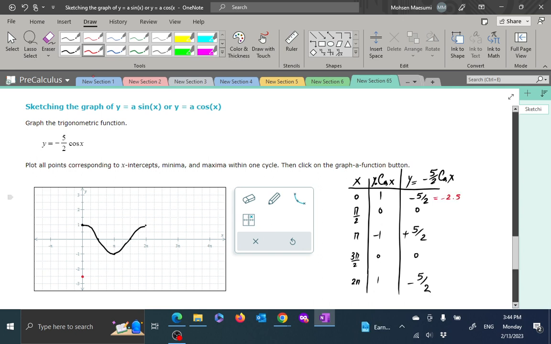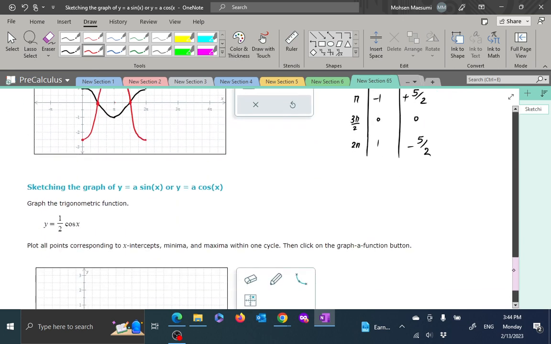So that's where I came down here. 0, 0, well, this is 0. At pi, it was plus 5/2. It's going to be, here's 1, 2, and 2.5. Up here, 0 again, and then I come down to minus 2.5. So my graph is going to look like this. Something like that. That's going to be our final: minus 5/2 cosine of x.